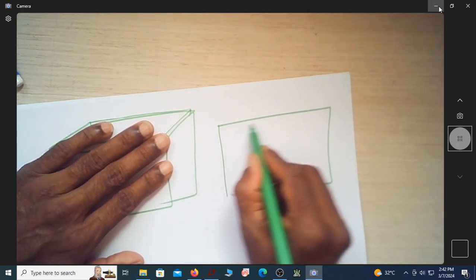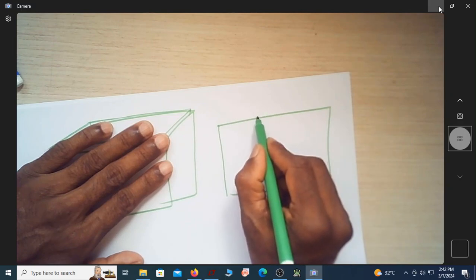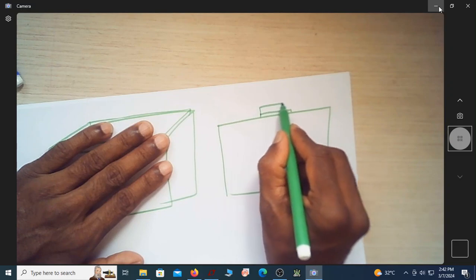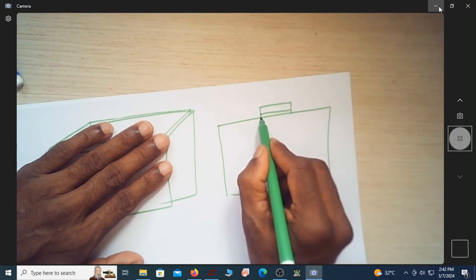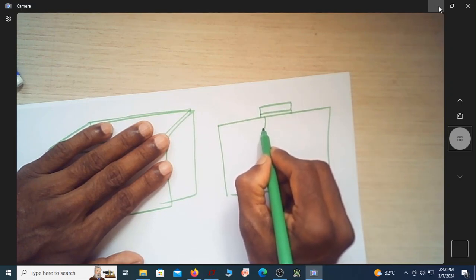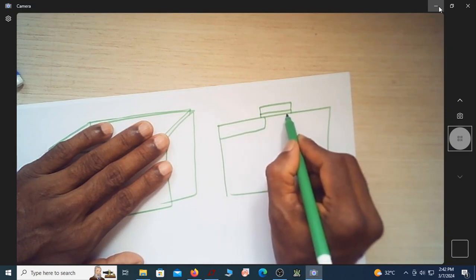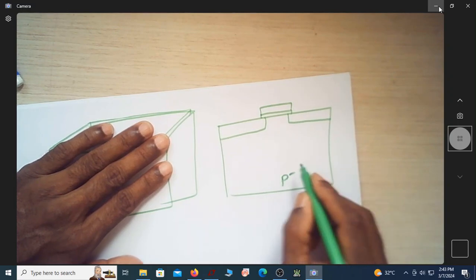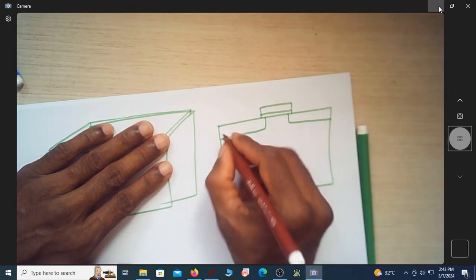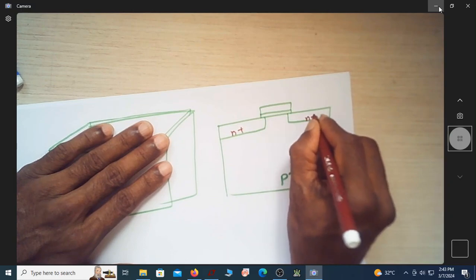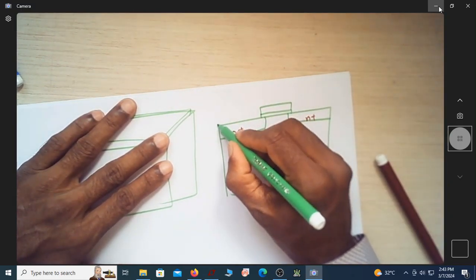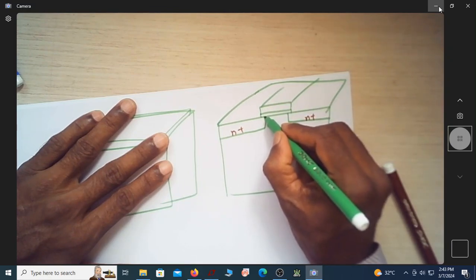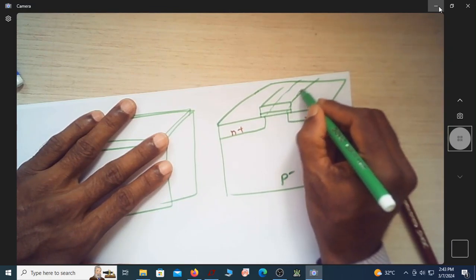This is the oxide, this is my gate structure. You can see the source slightly penetrated beneath the gate, and this is the drain. Assume that this is P minus, so then this becomes N plus, this is N plus. In a 3D structure, this actually goes like this, and you can see this overlap is just penetrating till back here.